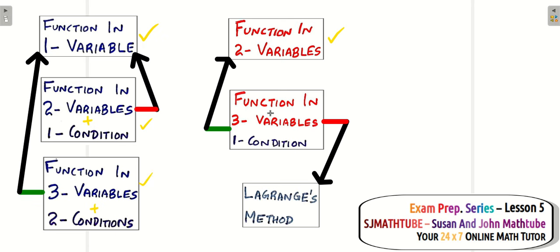Now we are going to deal with functions in three variables and one condition. The picture itself tells you there are two options. Option number 1, reduce it into a function in two variables and use the process we learned yesterday. Another method is converting it into Lagrange's method. So let's learn Lagrange's method.